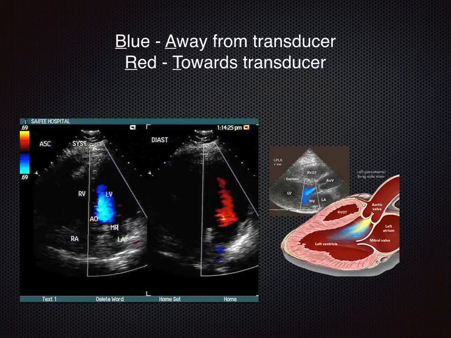So here we go, blue away, red towards. And as you can see, the picture of this image here, there's blue showing the blood going down towards the aortic valve, so that's away from the probe at the top. And on the right hand one in diastole, you see there's blood coming towards the probe, so it's red towards the transducer, and that's coming through the mitral valve. So that's what you'd expect. If it was doing the opposite, then for instance in regurgitation of a heart valve, then you would expect the opposite colour flow.